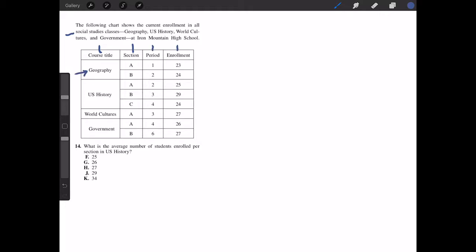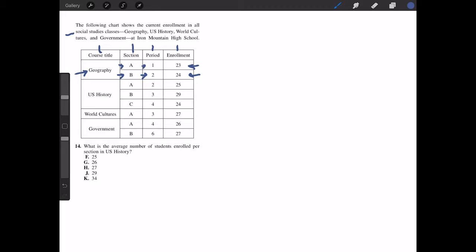So for example, geography has two sections, section A and section B. Section A is period 1, section B is period 2, and then the enrollment is 23 students for section A at period 1, and 24 students for section B, period 2, and so on for the other courses.